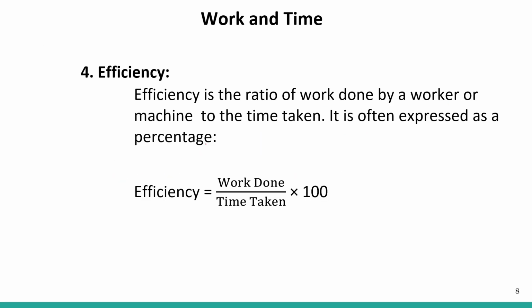In other words, efficiency is the ratio of work done by a worker or machine to the time taken. It is often expressed as a percentage. So efficiency is equal to work done by time taken into 100, as we want to tell it in percentage.